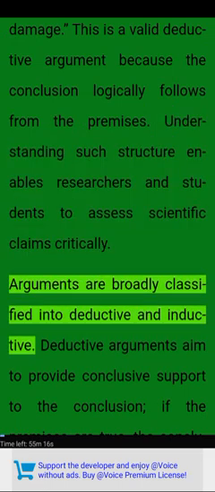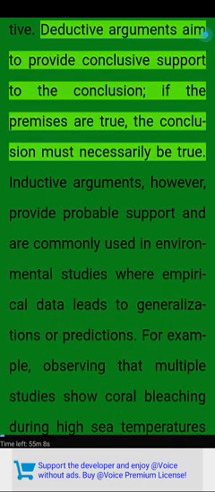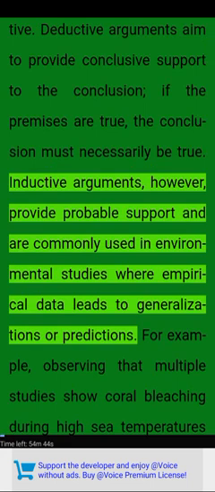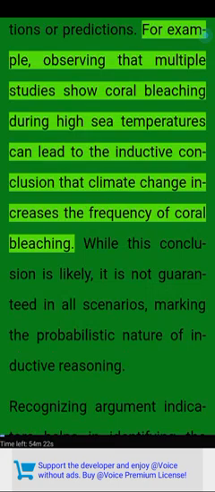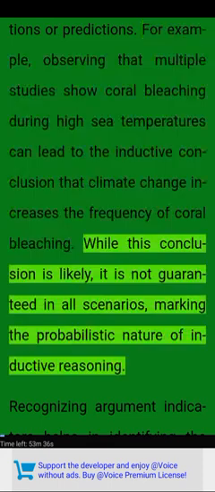Arguments are broadly classified into deductive and inductive. Deductive arguments aim to provide conclusive support to the conclusion. If the premises are true, the conclusion must necessarily be true. Inductive arguments, however, provide probable support and are commonly used in environmental studies where empirical data leads to generalizations or predictions. For example, observing that multiple studies show coral bleaching during high sea temperatures can lead to the inductive conclusion that climate change increases the frequency of coral bleaching. While this conclusion is likely, it is not guaranteed in all scenarios, marking the probabilistic nature of inductive reasoning.